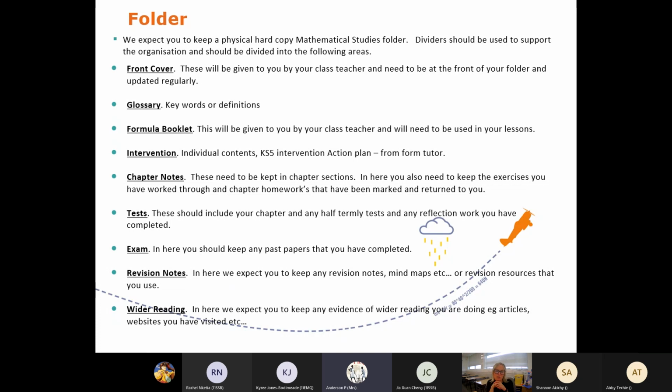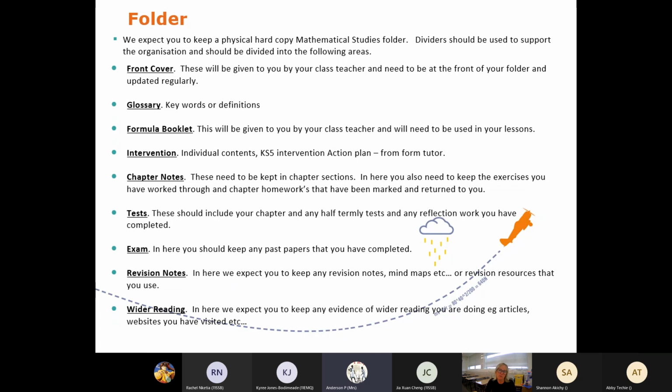You might have a section for revision notes, so any mind maps you've done on a particular topic. And we also expect you to keep a note and some evidence of your wider reading. Okay, so it might be websites that you've visited, or you might have printed out interesting articles from the newspaper. That we do basically a section on analysing the way that data is presented. So it might be that you found a particularly interesting newspaper article that you would maybe query, or you think would be particularly useful. So you could stick that in your wider reading section.